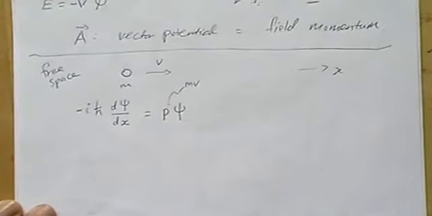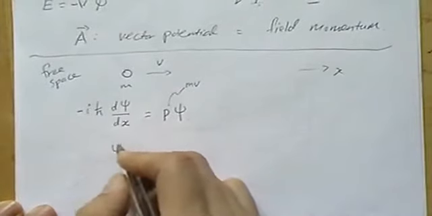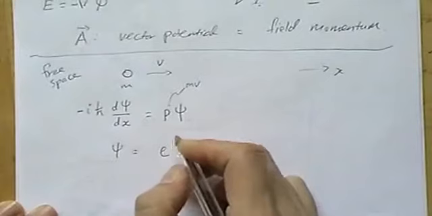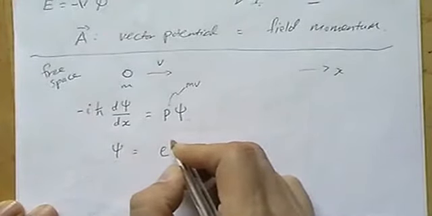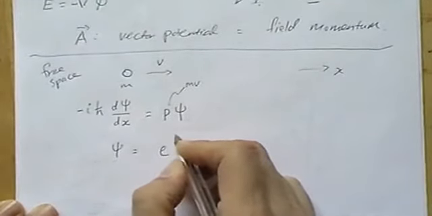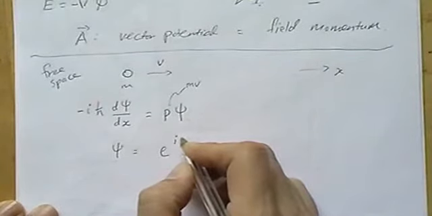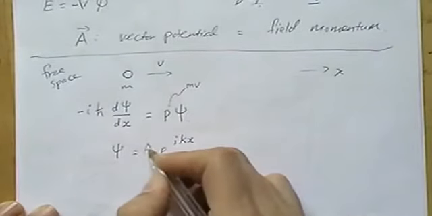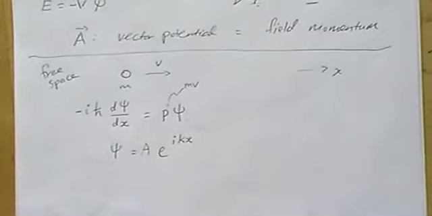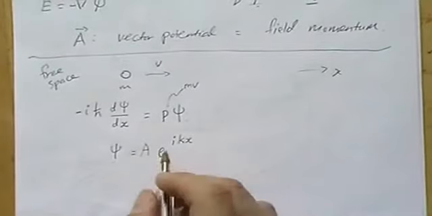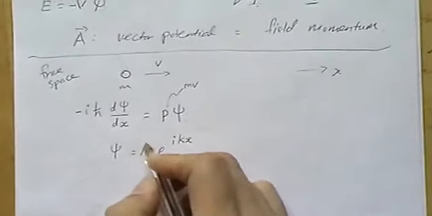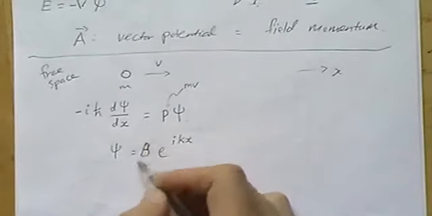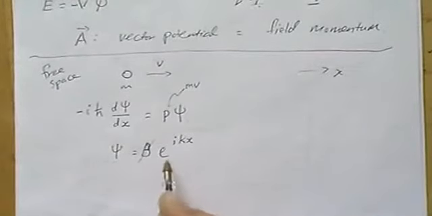And we know how to solve this equation. The solution is psi equals e to the power of i k x times some constant. A is not a good letter to use for the constant, we're going to confuse it with the vector potential, so I'll just call it B. For our purpose, it's just a constant factor, so I'm going to drop it for now. Just look at the physical meaning of this exponential.